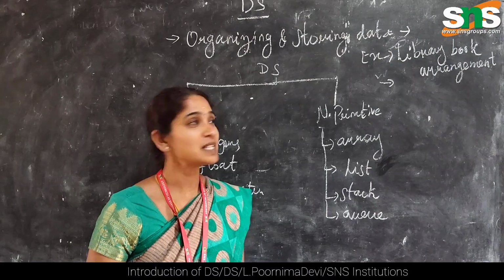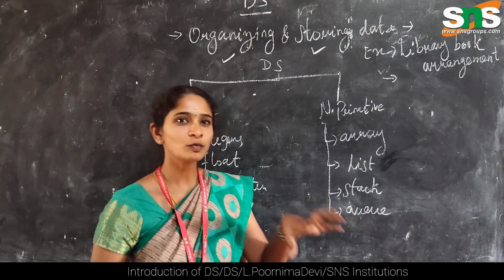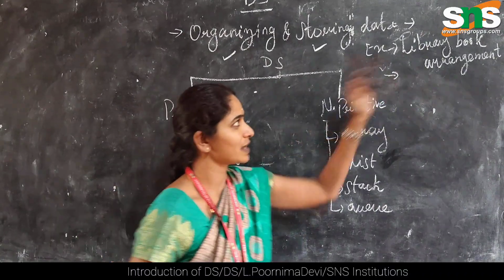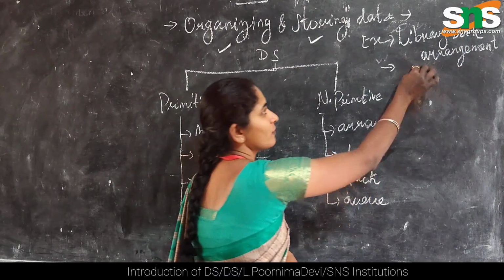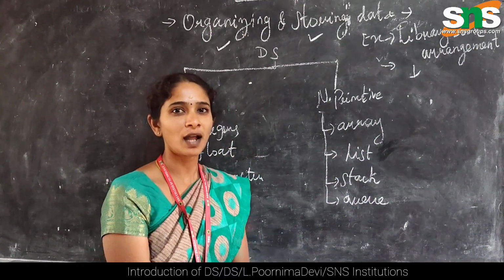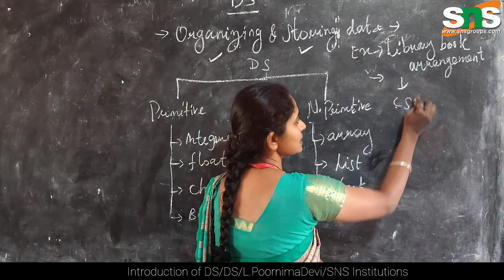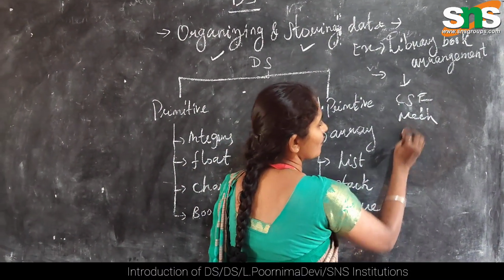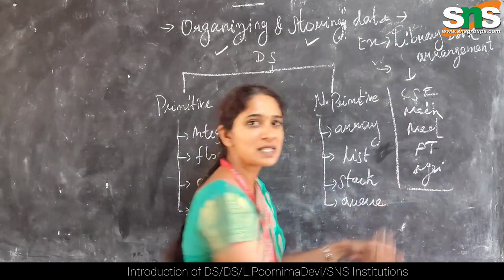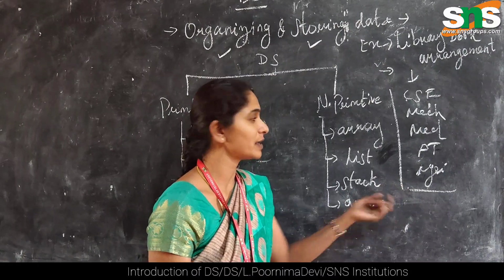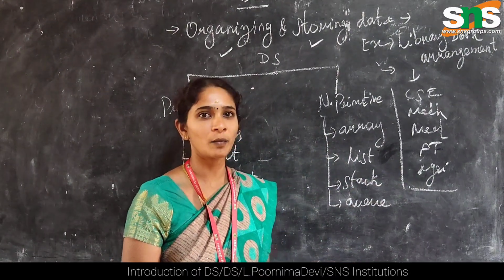Data structure means organizing and storing data. We have a collection of data. For example, let me discuss library book arrangements. In a library we have to collect n number of books. In our college we have many departments, either CSE, mechanical, mechatronics, food tech, agri. So we have to collect n number of books for their preparation.